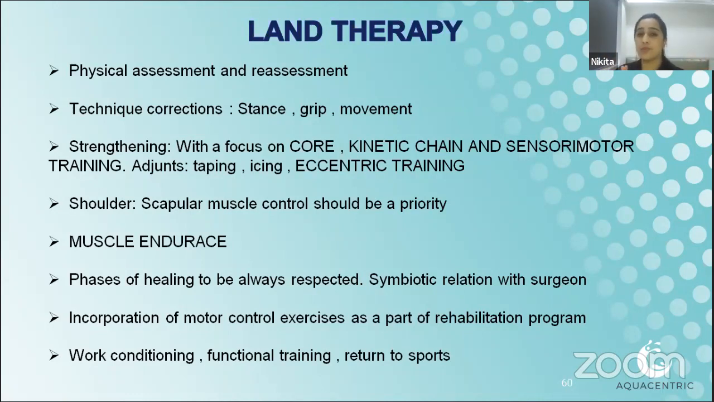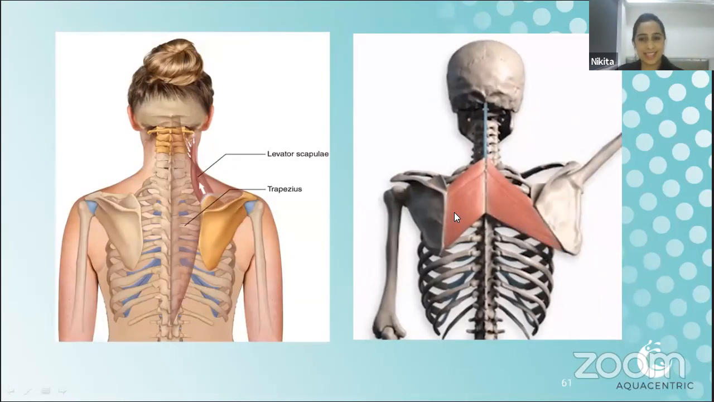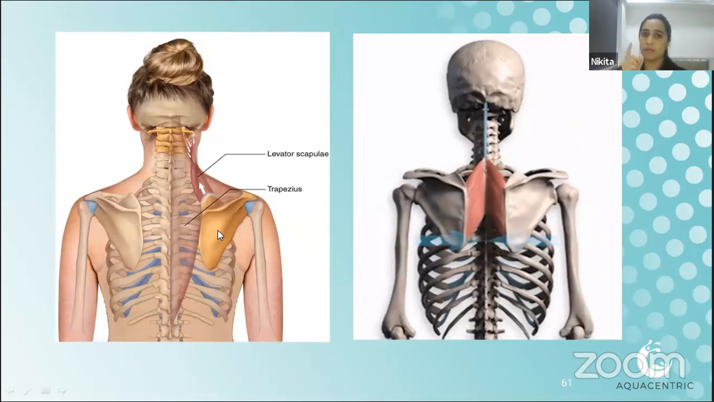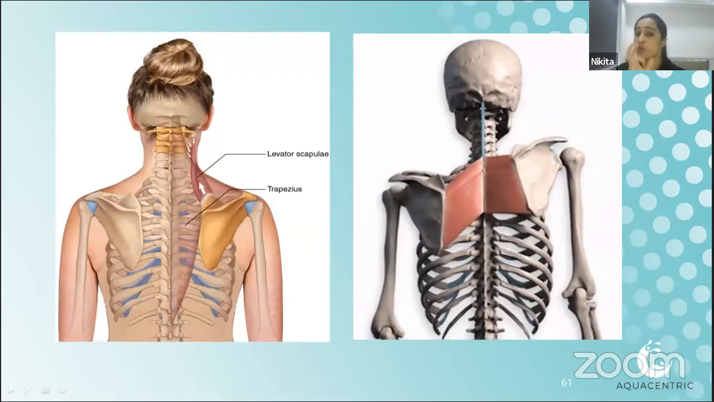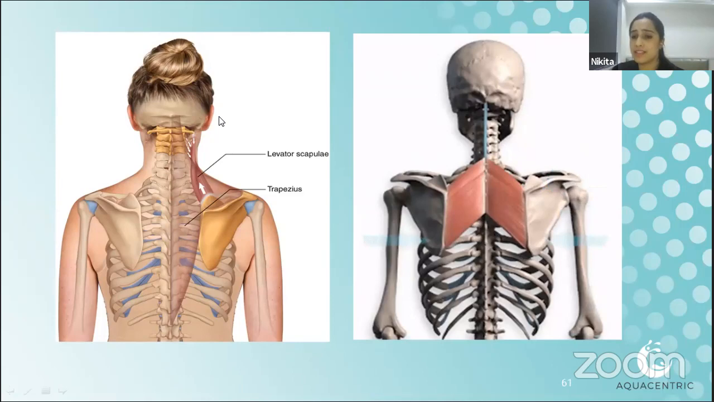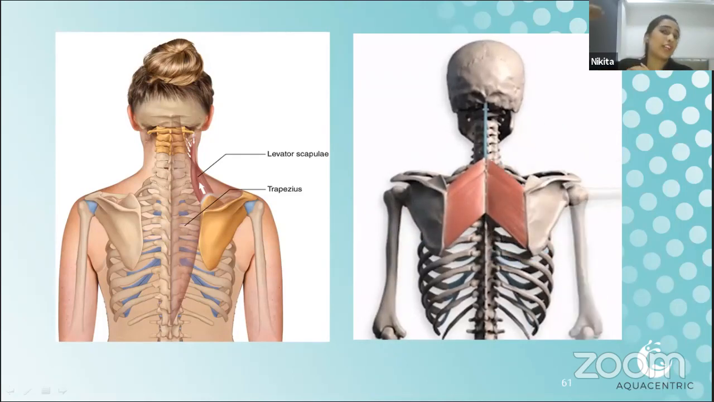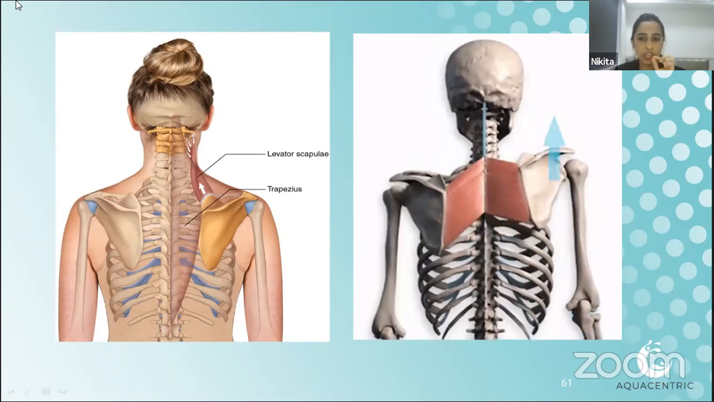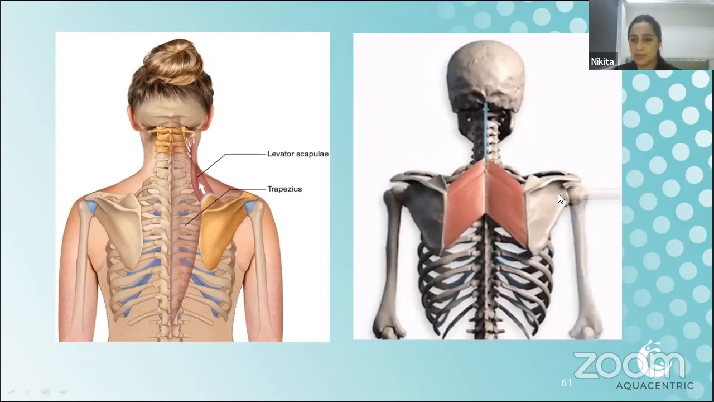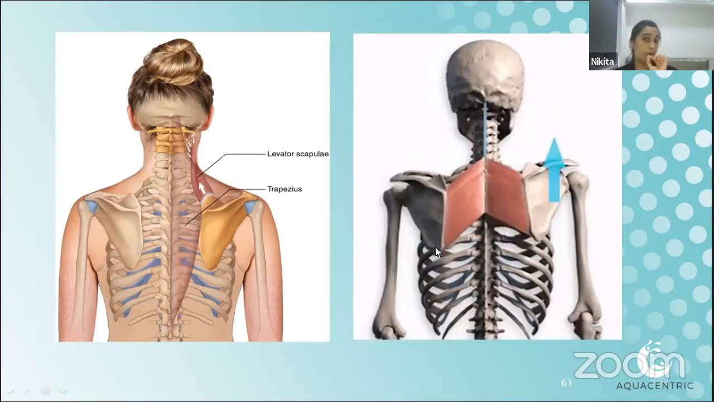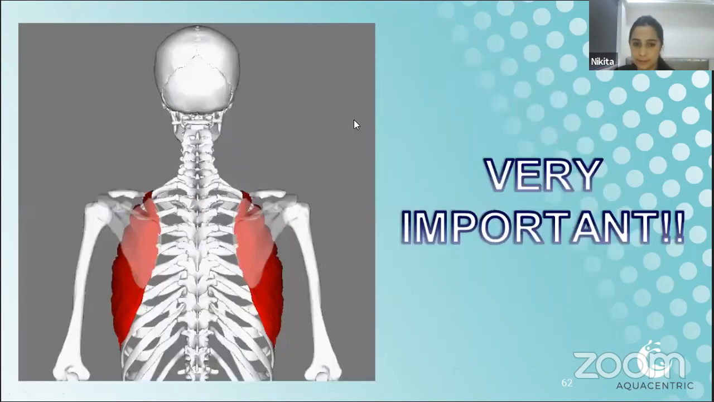We need to understand work conditioning. I'll tell you what it is. Emphasize a lot on functional training and return to sports. As I said, your scapula, your shoulder blade is most important bone, and the muscles surrounding it are most important to provide a check-in mechanism so that your shoulder doesn't go overboard. A good biomechanics and control of this muscle is required in order to prevent your overuse injury.